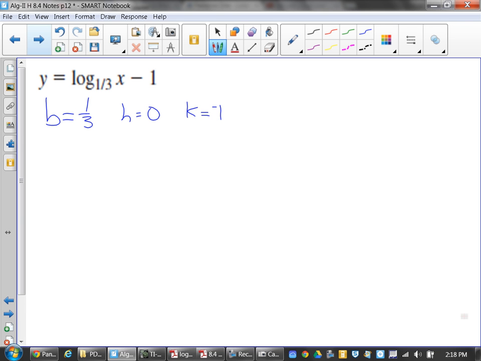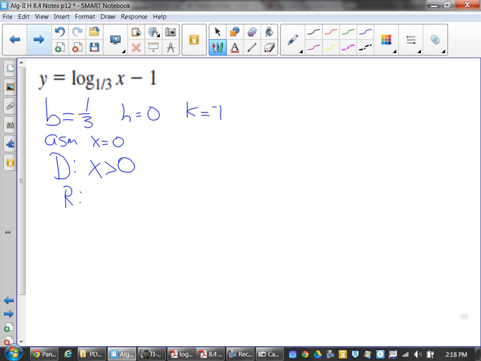So with h being 0, where's your vertical asymptote? My asymptote is at x equals 0. What's my domain? Sorry, greater than. It's x greater than 0. My range is going to be all real numbers.